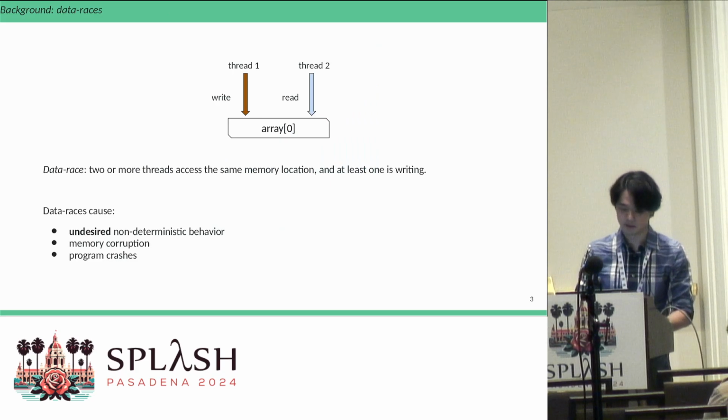So what is a data race? It happens when two or more threads access the same memory location, and at least one of those threads is writing to that location. So data races cause undesired non-deterministic behavior, memory corruption, and program crashes.